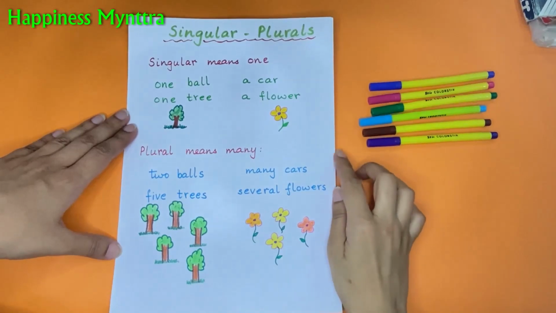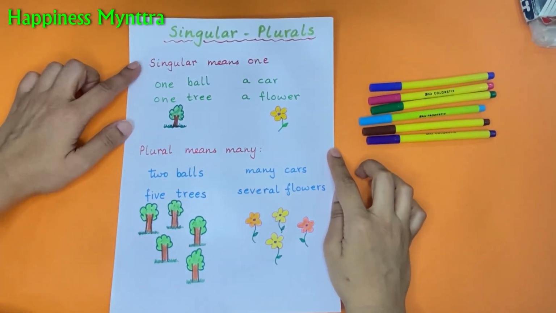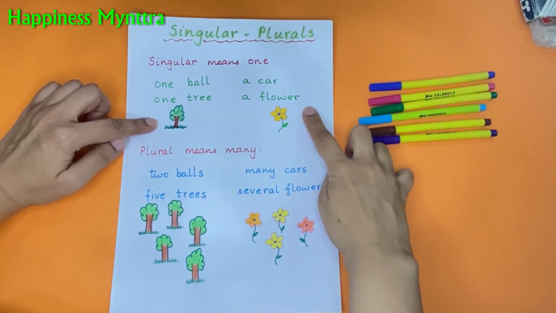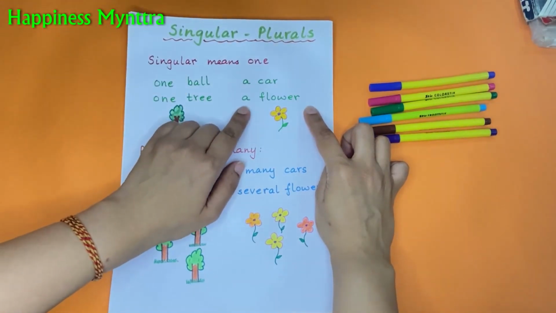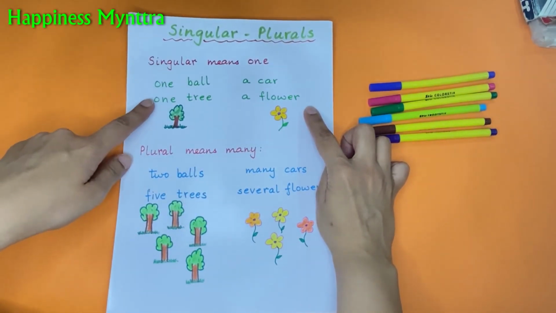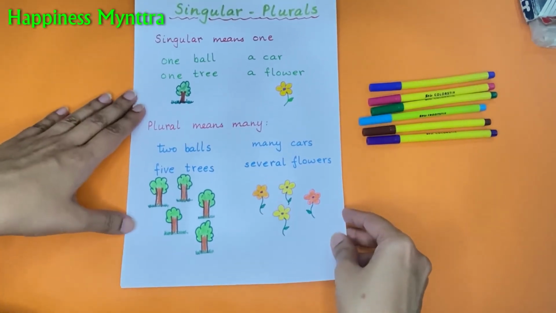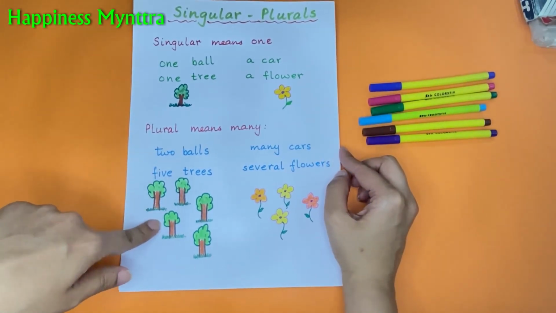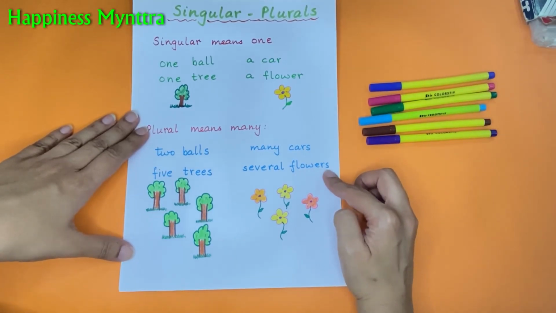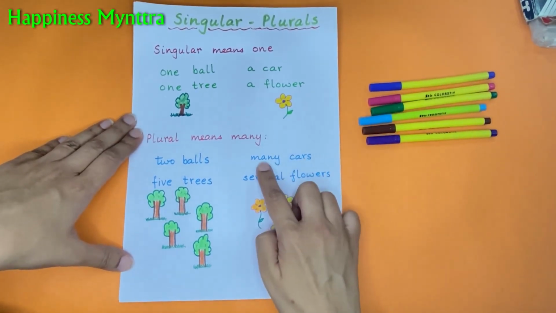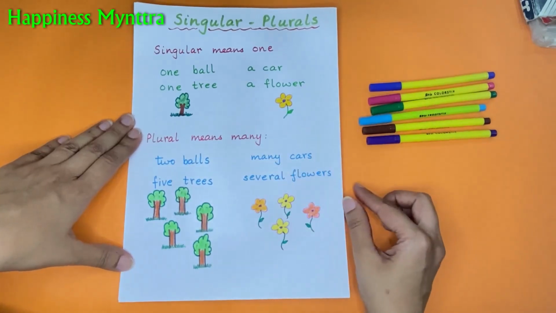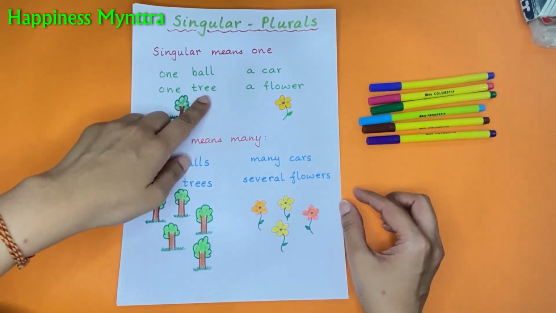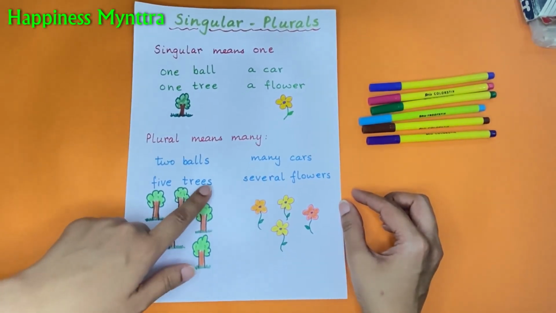So let's start with what it means by singular and plural. Singular means one, as in one ball, one car, one tree, one flower. So we can use a and an before these words, or we could use one. Similarly, plural means many. So we have two balls, five trees, many cars, several flowers. So words like many, several, or a number bigger than one precede a word to make it plural. Okay, so there's one tree and five trees.